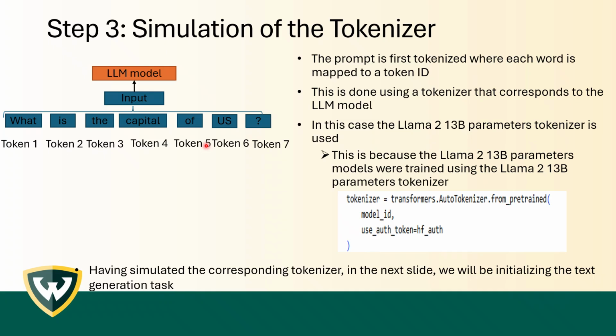In this case, the Llama2 with 13 billion parameters tokenizer is used. This is because the Llama2 with 13B parameters models were trained using this tokenizer. So as we can see here, in order to simulate the corresponding tokenizer, we need to identify the model ID, which is Llama2 with 13B parameters, while using the Hugging Face token that we just created. Having simulated the corresponding tokenizer, in the next slide we'll be initializing the text generation task.